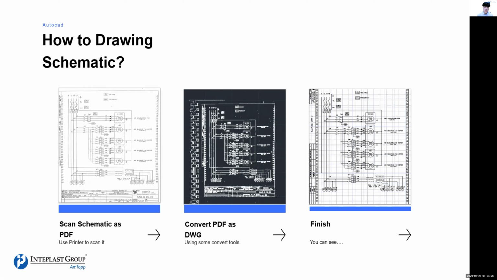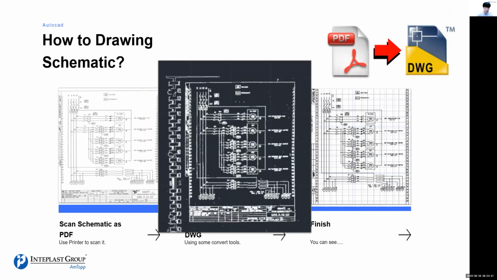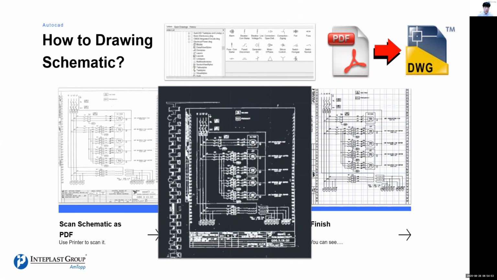First, scan the paper circuit diagram, and then use the software to convert from a PDF to a DWG file. The DWG file is an AutoCAD drawing file. Then, because the paper circuit diagram is very fuzzy and a little bit crooked, the scan result is not good, so I put the scanned circuit diagram in the background, and also use the electric block.